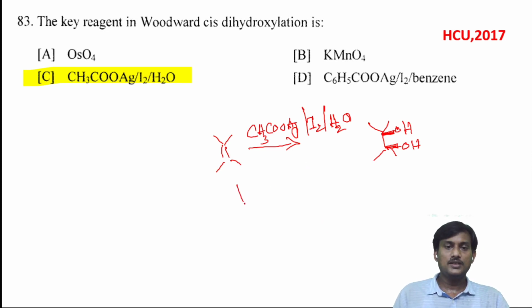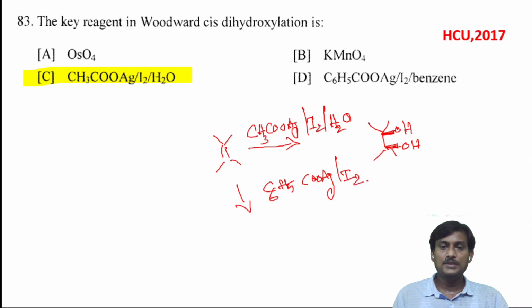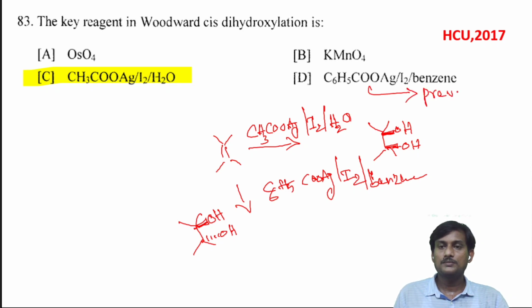But if you change the reagent, C6H5COOAg and I2 in absence of water, in presence of benzene, there is a formation of trans diols. In this case, we will get trans diols. There are anti diols we will get. So this reaction is called the Prevost reaction. This is a reagent which is used in Prevost, and this reagent is used in Woodward reaction.